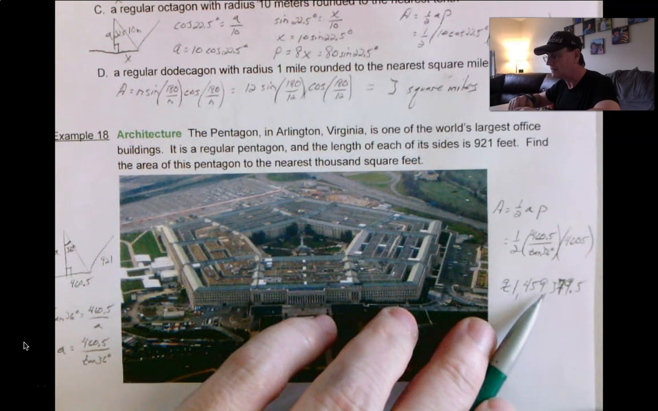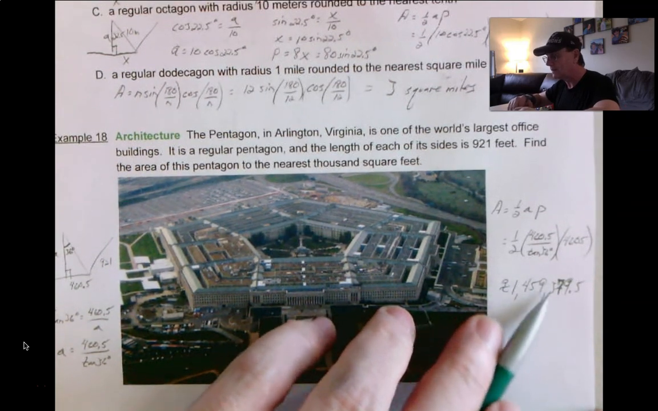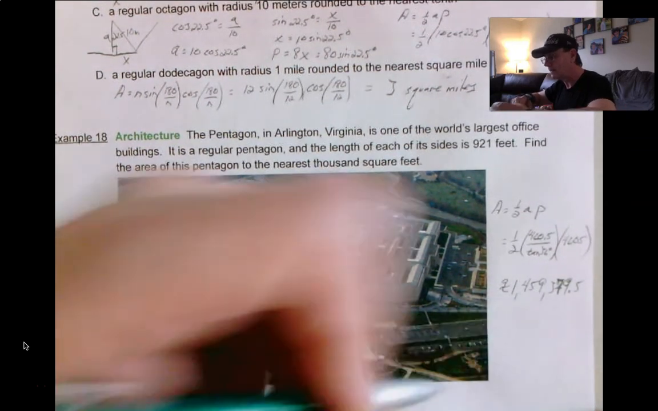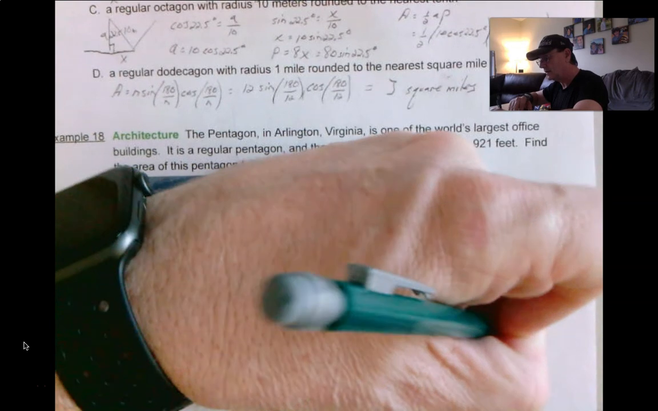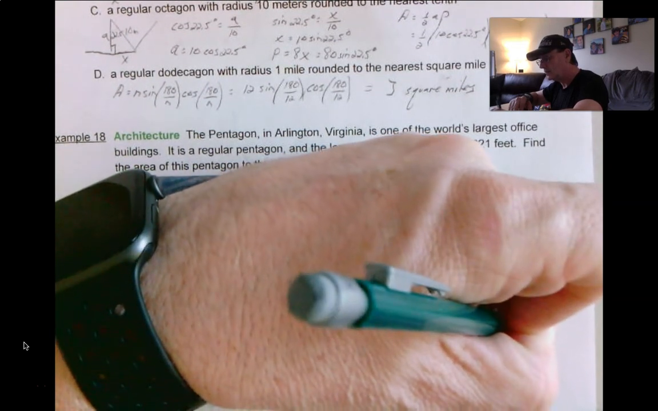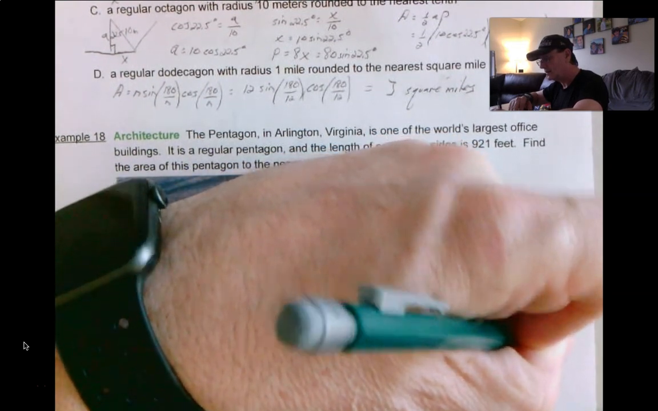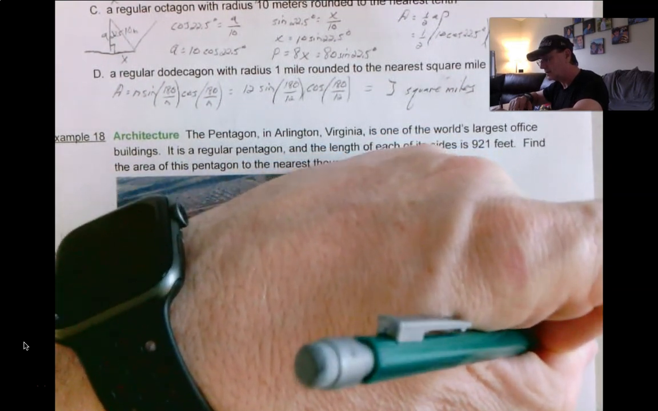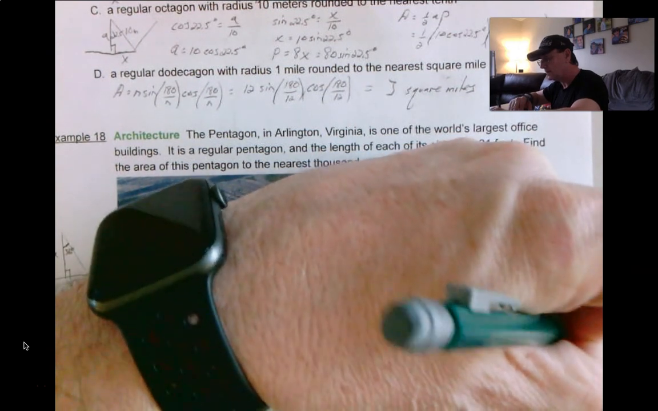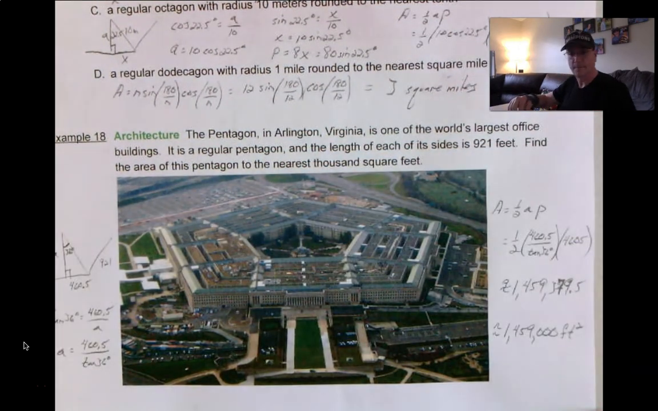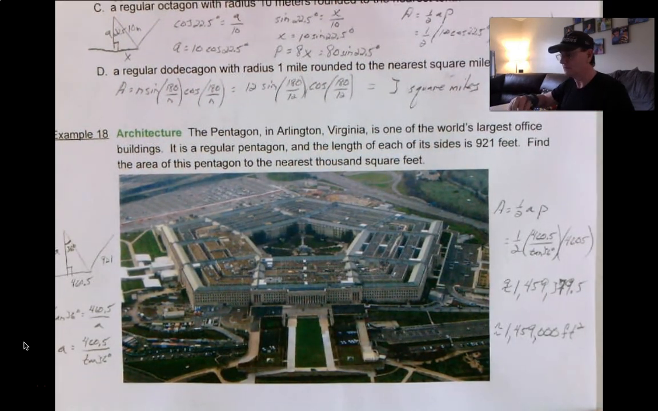It says round to the nearest 1,000 square feet. So we're going to round this to the nearest 1,000, rounding down to here. So approximately 1,459,000 square feet, or feet squared. That's the answer to example 18.